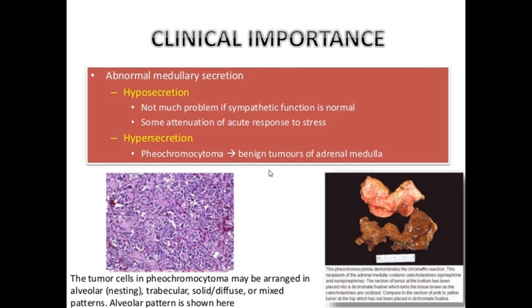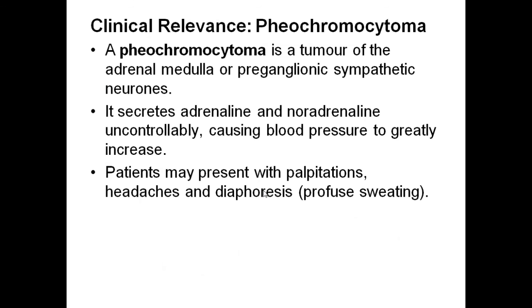The conditions associated with the medulla are hyposecretion or hypersecretion. The hypersecretion may be due to a benign tumor of the adrenal gland, and the patient may present with high, uncontrolled blood pressure. Diaphoresis or profuse sweating, palpitation, or headache may be the presenting complaint of the patient with pheochromocytoma. And if the patient is young, we must think about pheochromocytoma.